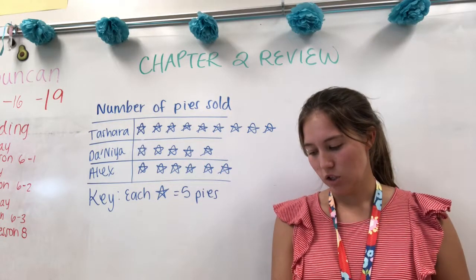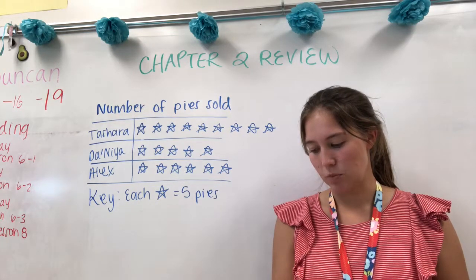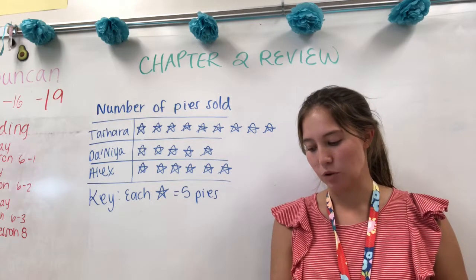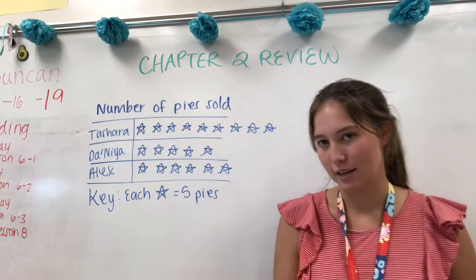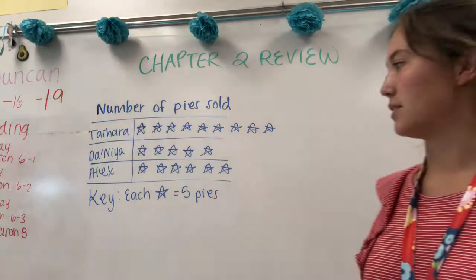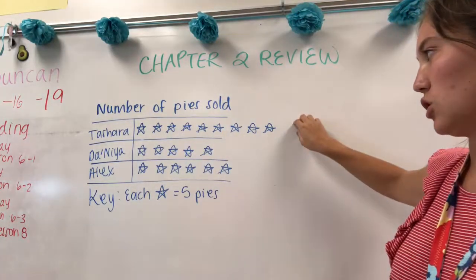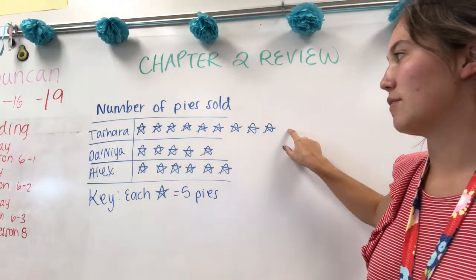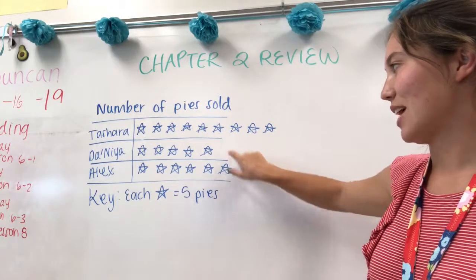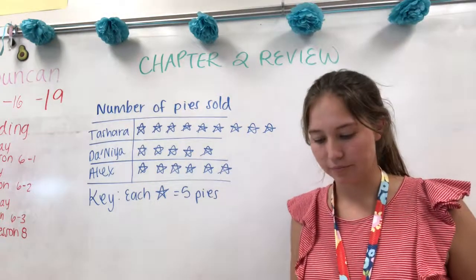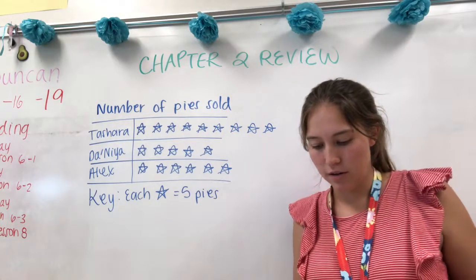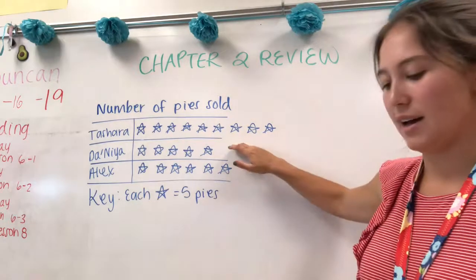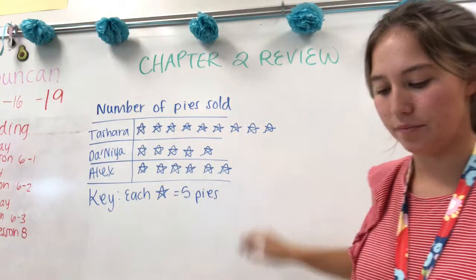The next part, choose the name from each box that makes the sentence true. 5 fewer pies were sold by blank. Who sold 5 fewer pies than someone else? I know it's not Tashara because she has the most. Now Alex, he has more than 5 fewer than Tashara, but Alex has only 5 fewer than Denaya. So 5 fewer pies were sold by Alex than Denaya.